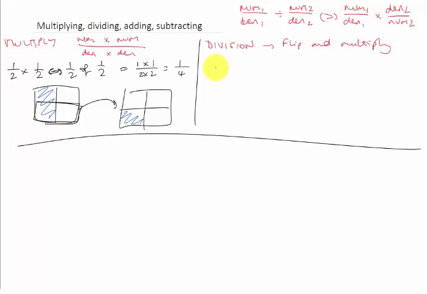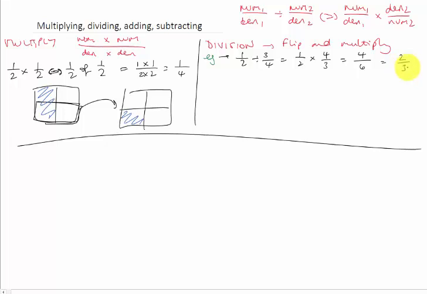So here's an example. Let's say we've got 1/2 divided by 3/4. So that is equal to 1/2 times 4 over 3. I flipped and multiplied the 3/4 to make it 4 over 3. So that's 4/6, and I can simplify that to 2/3 if I wanted. And just as a proof of why this works if you flip and multiply.